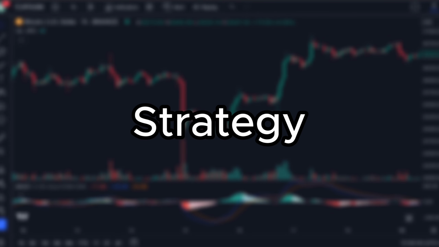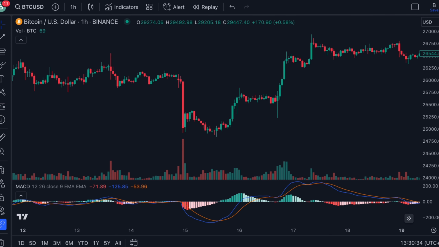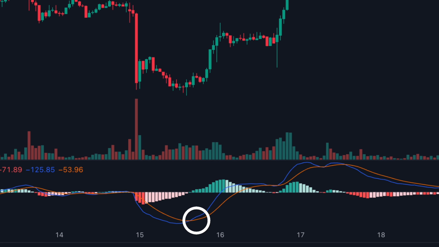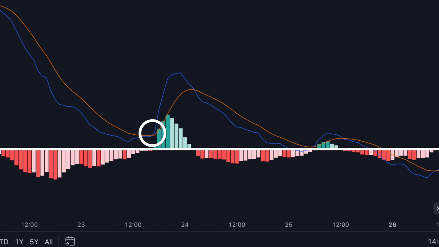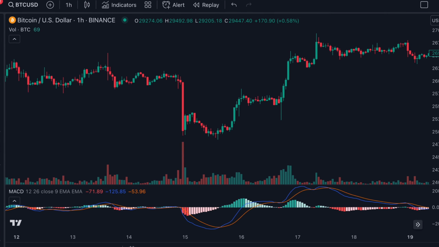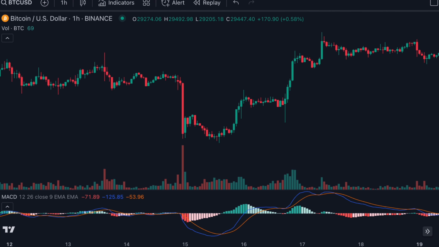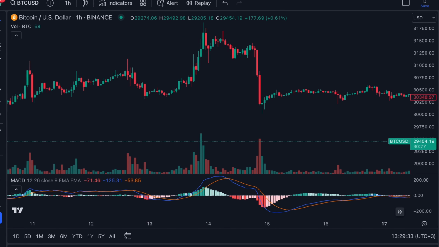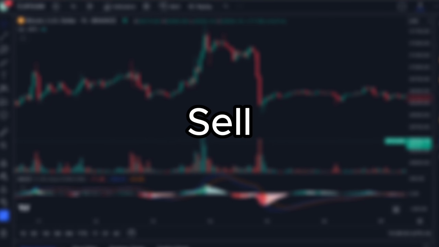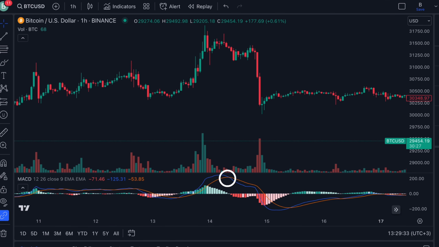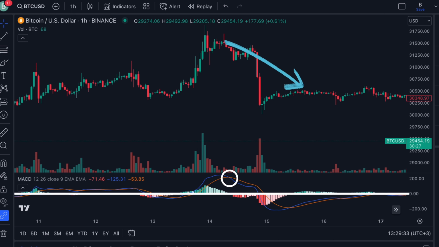Here's how our strategy works. If we are looking for a buy signal, the MACD line should cross above the signal line below the zero line. If they cross above the zero line, you wouldn't want to enter the trade. For example, this represents a bullish signal. The MACD line crossing above the signal line, below the zero line. This could be a good point to enter the trade. Conversely, if we are looking for a sell signal, we need the MACD line crossing below the signal line, above the zero line. This indicates a bearish signal, as you can see here.